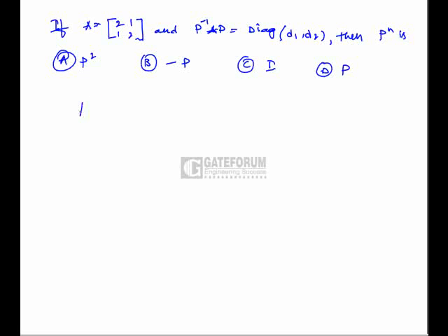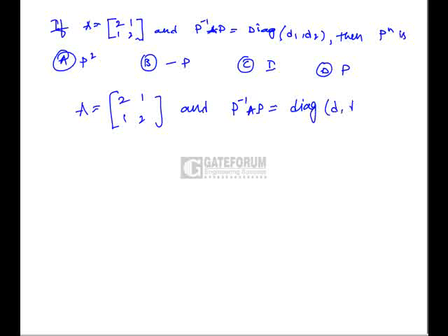In this problem it is given that matrix A is [2 1; 1 2] and also a relation, which is P inverse AP equals diagonal matrix D1, D2. Now let us look into this relation. P inverse AP is nothing but a diagonal matrix. Now if it is a diagonal matrix, then P power n will be always P.